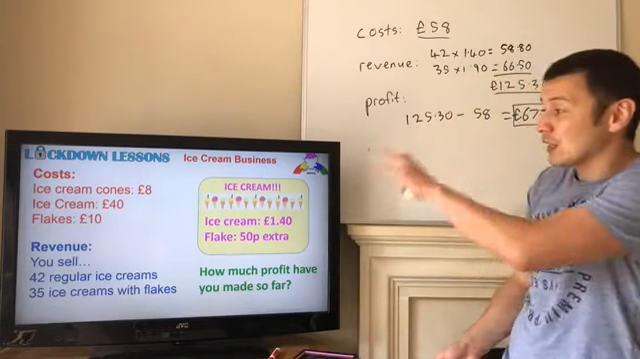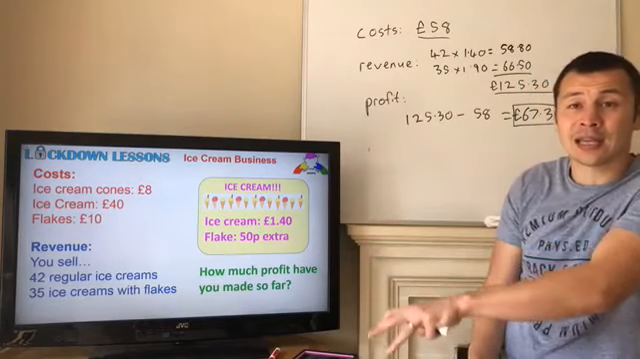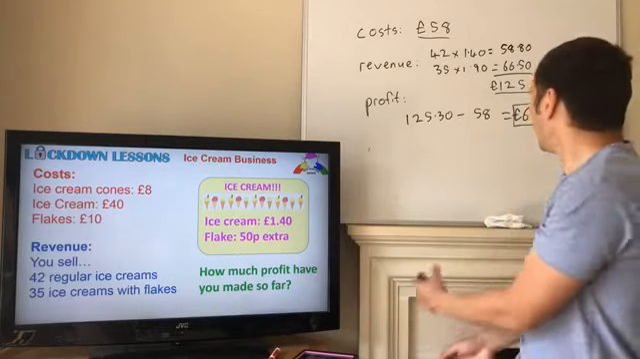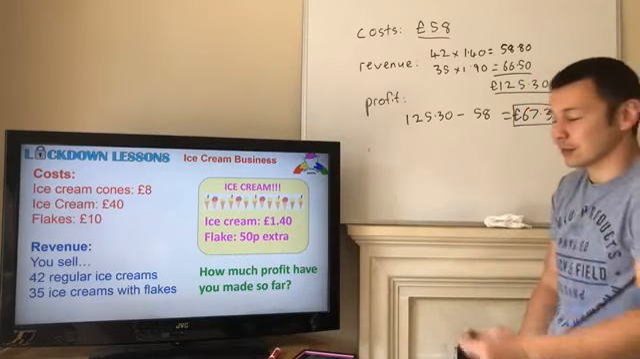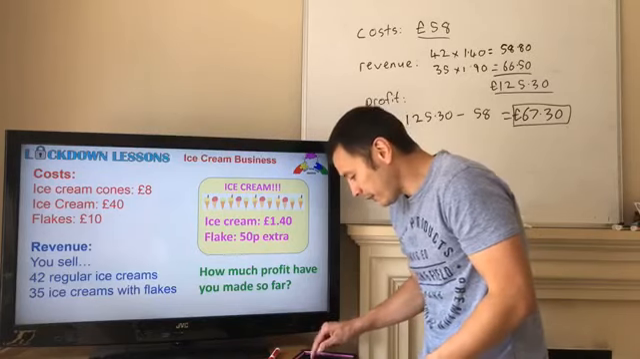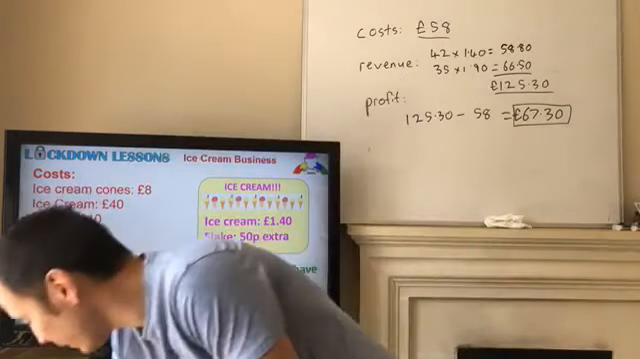Okay, so that's a basic kind of cost and profit one, the kind of thing you get in your GCSE exams, but it's really useful maths as well. So £67.30 would have been the answer for that one there. Okay, right, so we'll come back to that kind of thing in a bit.